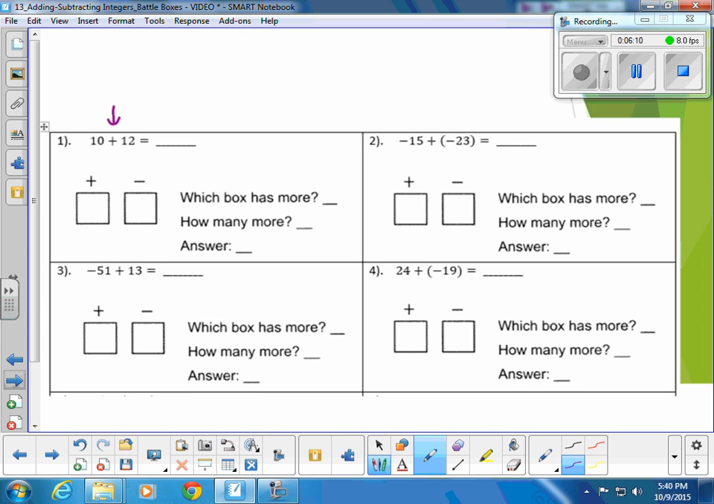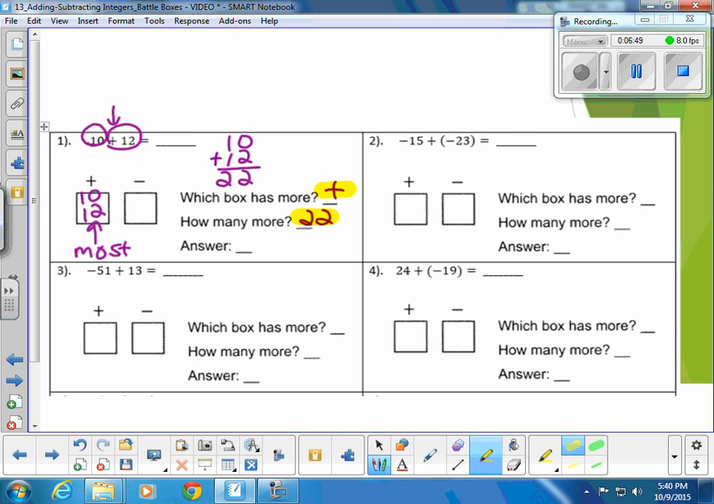This one, I do not have any double signs here, so all I have to do is circle my digits. I have a +10 and a +12. Those are both positive, so I'm going to write them in the positive box. Now, do I have anything in the negative box? No. So this one automatically has the most. So for question 1, my answer is positive. How much more? Well, they're all in the same box, so I'm going to add them together. How many positives do I have altogether? I have 22. So my answer is just the positive sign and the 22 combined together.